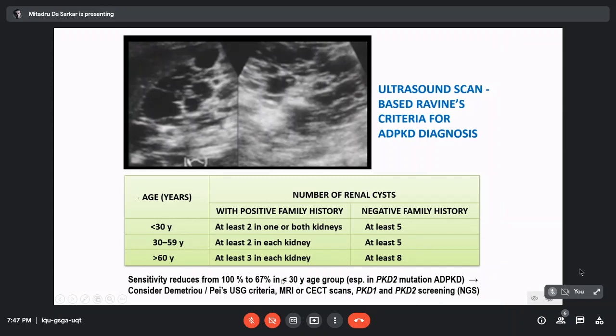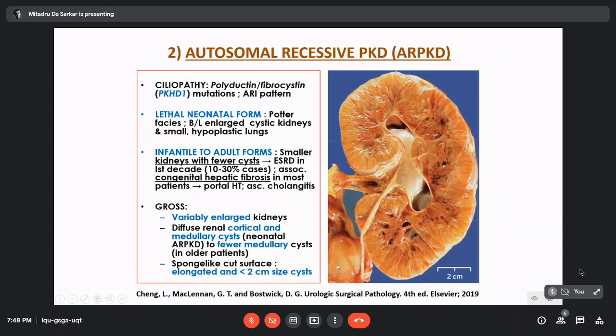You have got more sensitive USG scan protocols like the Dimitru and the PACE protocol, the scope of which is actually beyond the course of my discussion. You can do an MRI or CT scan, which is actually much more sensitive, and nowadays you can go in for a PKD1 and PKD2 screening, along with some of the other ciliopathy associated genes, by the platform of next generation gene sequencing. Coming now to ARPKD.